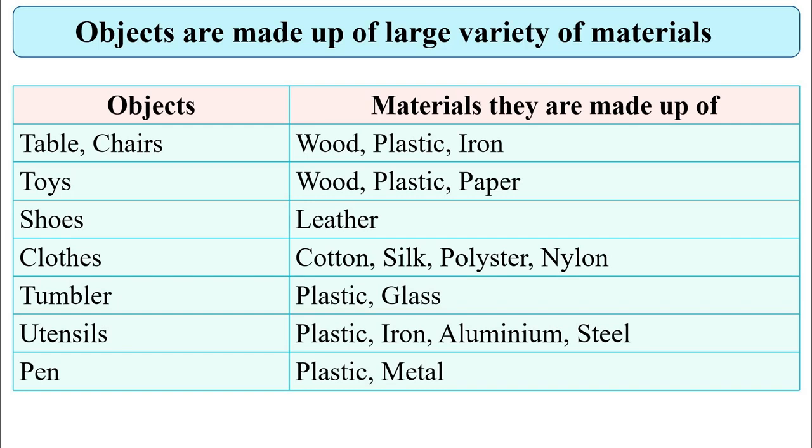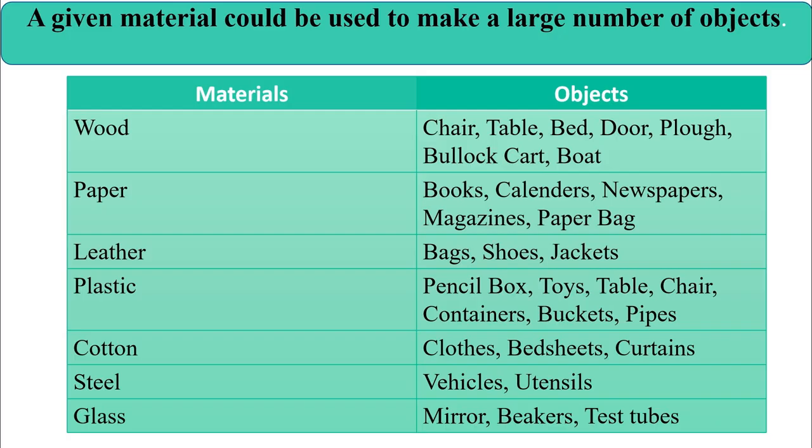The other thing which you need to understand is that a given material could be used to make a large variety of objects. For example, wood could be used to make chair, table, bed, door, plough, bullock cart, boat, etc. Similarly, paper could be used to make books, calendars, newspapers, magazines, paper bags, etc. Steel could be used to make vehicles and utensils. Glass could be used to make mirrors, beakers, test tubes, etc.